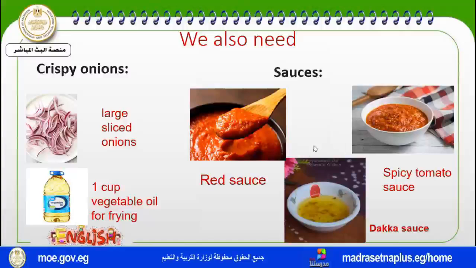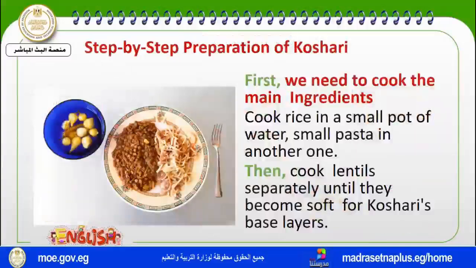So now we have the ingredients. Let's turn to how we can turn these ingredients into a dish. Sure, we cannot eat all of this, but in order to prepare kushari, let's start our step-by-step preparation recipe. We need to cook the main ingredients. What are the main ingredients? They are rice, small pasta, and lentils.